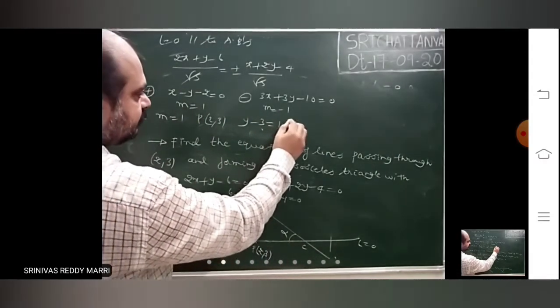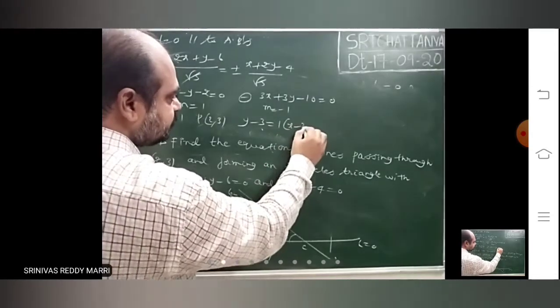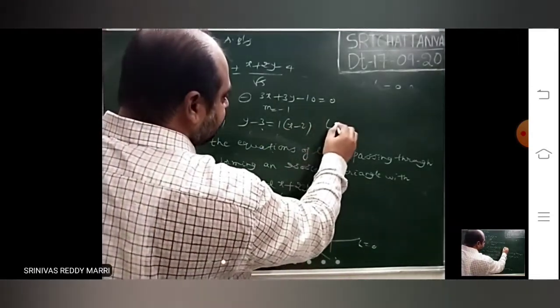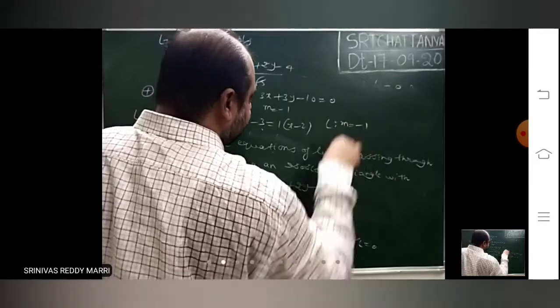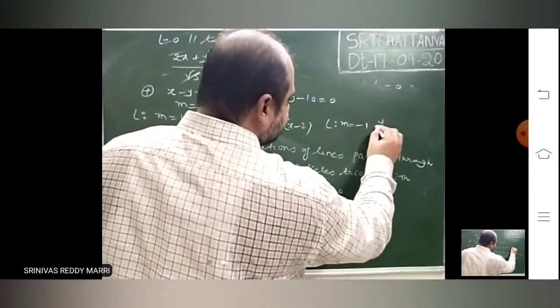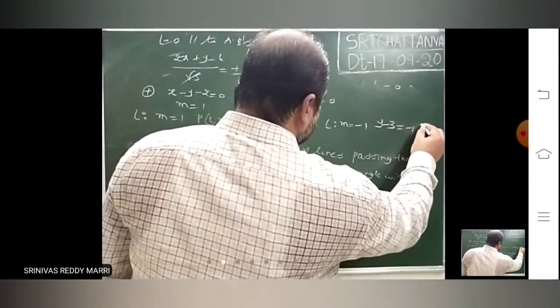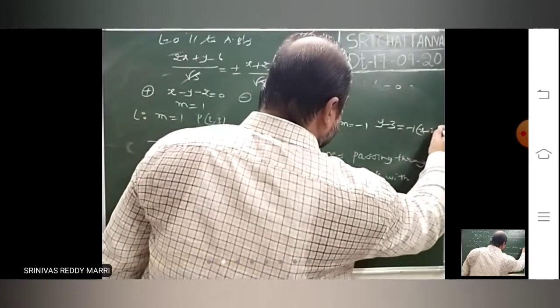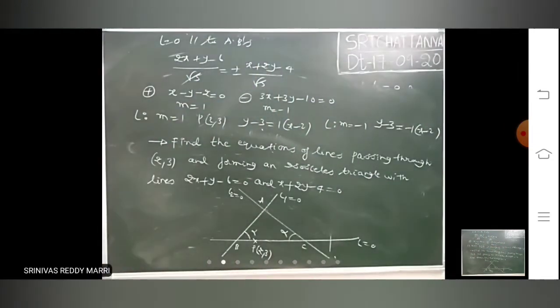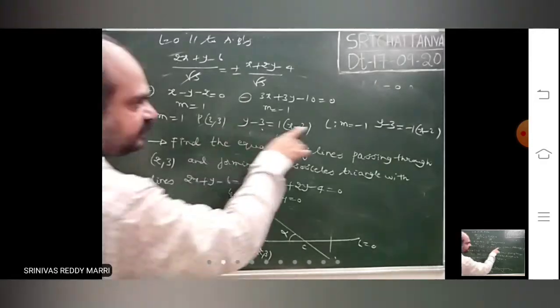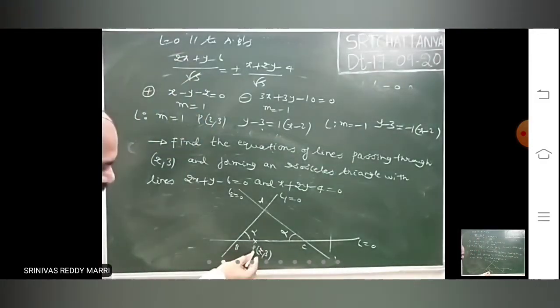So y - 3 = 1 times (x - 2). This is one possibility. And then if you take m equal to minus 1, another possibility is y - 3 = -1 times (x - 2). These are the possible equations of L.